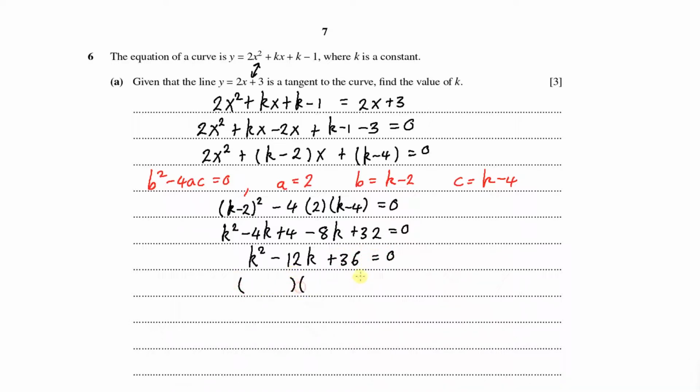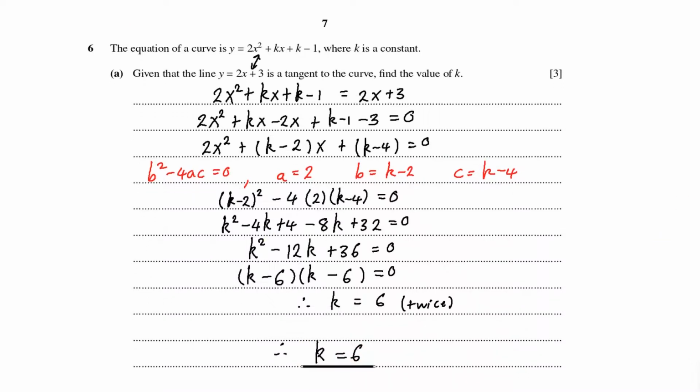Factorizing, I'll be having k here and k here. And the factors of 36 whose sum is minus 12 are actually minus 6 and minus 6, which therefore means that k is equal to 6 twice. Therefore, the value of k required by the question is 6. That's the answer here to part A. Let's go on to the next part of the question.